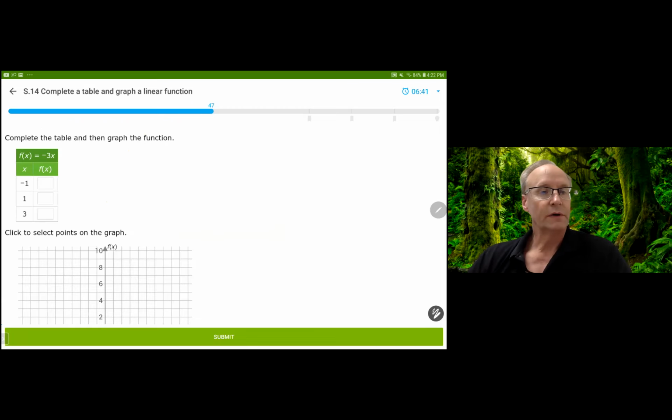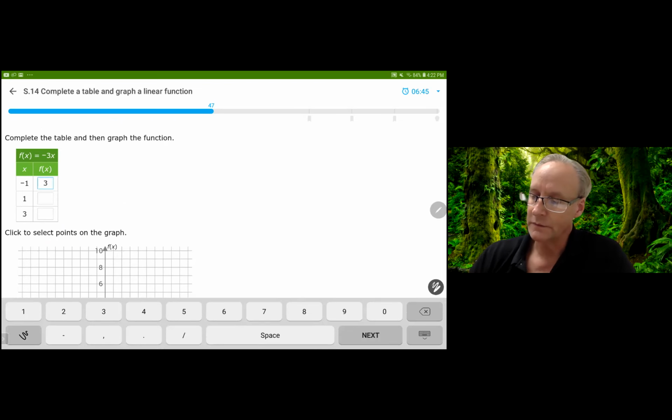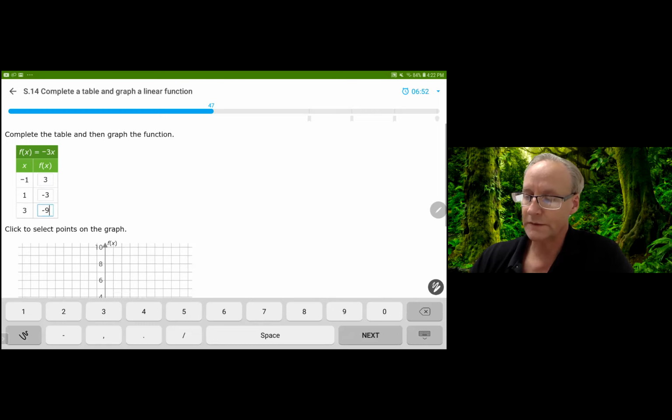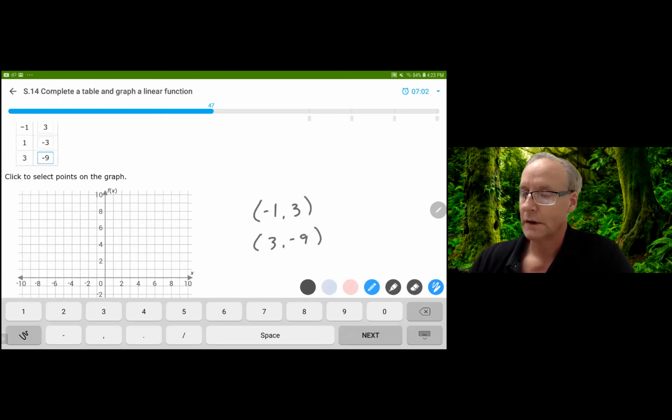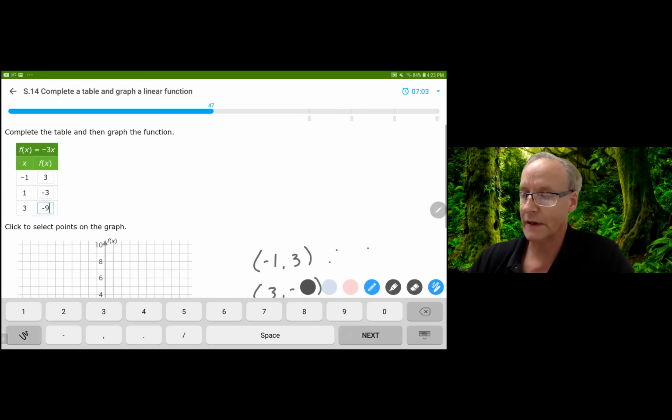And this one, we're going to multiply everything by -3. So this is going to be +3. This one is going to be -3. And this one is going to be -9. So we've got 3 points. I'm going to go ahead and write them out here. -1, 3, and 3, -9. I'm going to graph these 2 points. It just happens to be -3x.